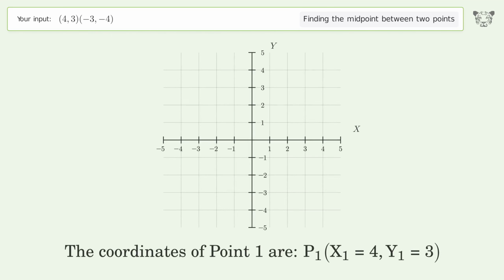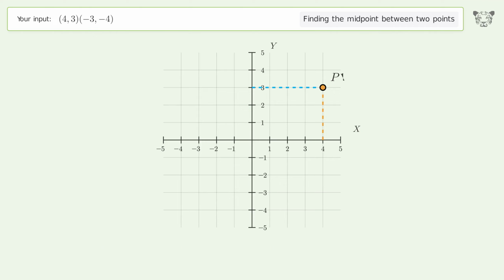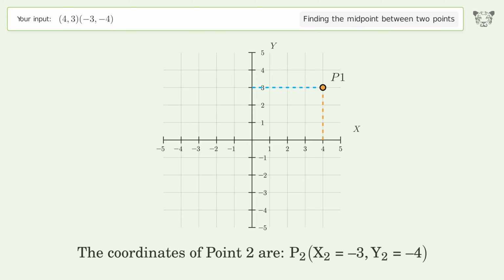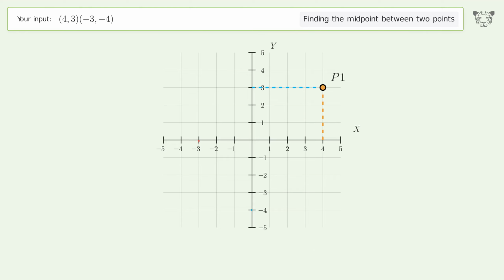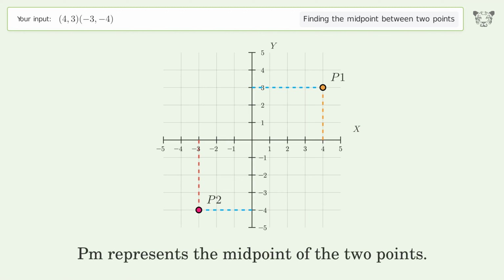The coordinates of point 1 are, x1 equals 4, y1 equals 3. The coordinates of point 2 are, x2 equals negative 3, y2 equals negative 4. PM represents the midpoint of the 2 points.